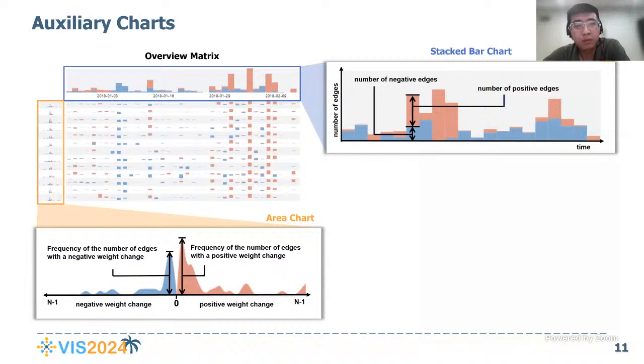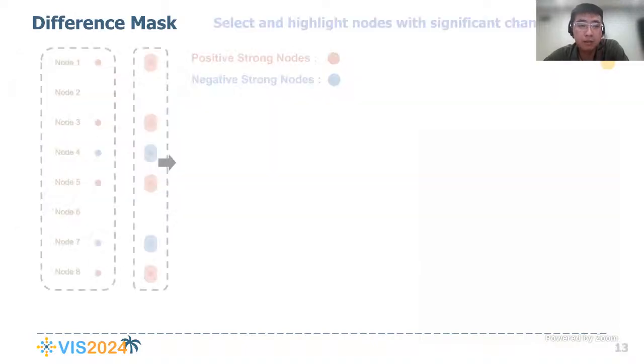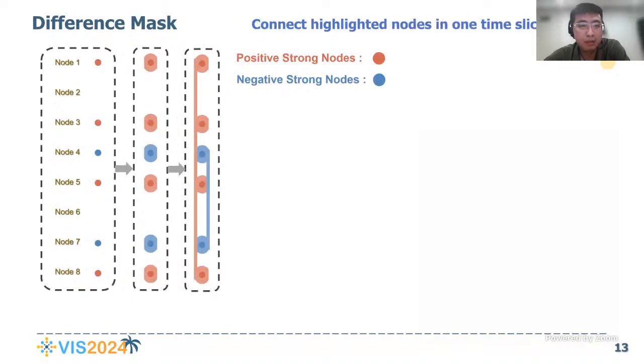And next, I will introduce the difference mask. The difference mask is designed for tracking the significant changes in the overview matrix. It first selects and highlights the nodes with significant changes. And after that, we connect the highlighted nodes in one time slice to show the similar patterns in one time slice. After that, we connect the highlighted nodes across time slices. It can help to track the recurring pattern or the transition of the changing center, or some stable period without any links.